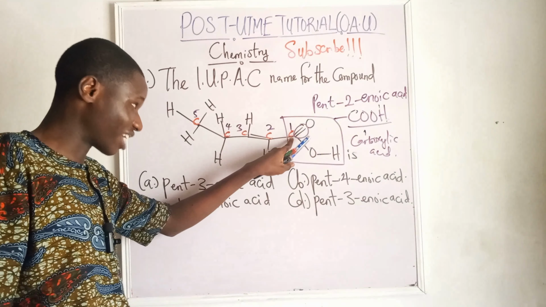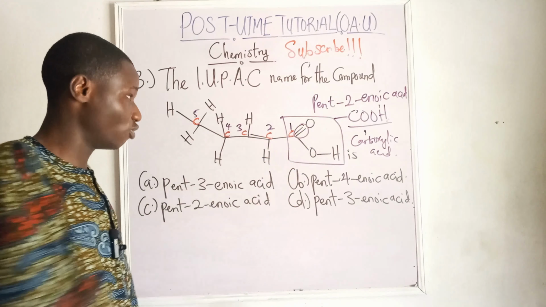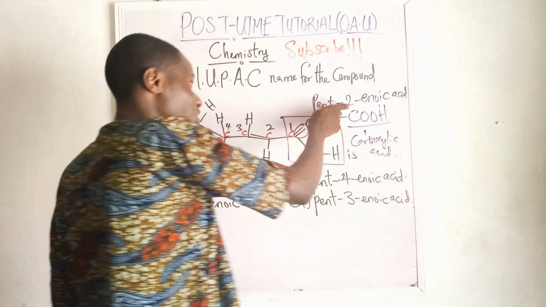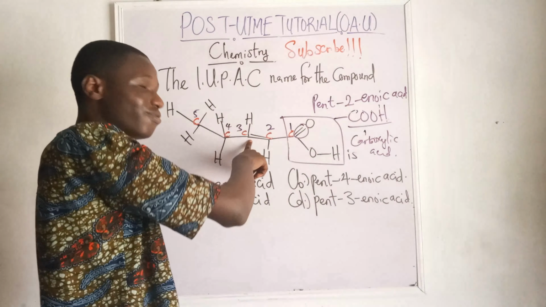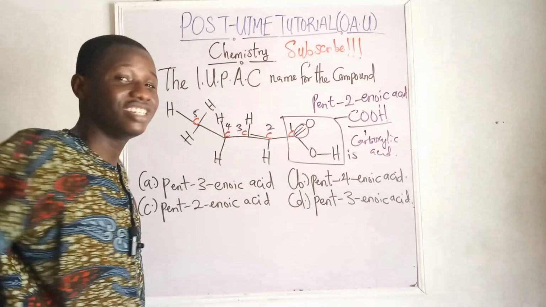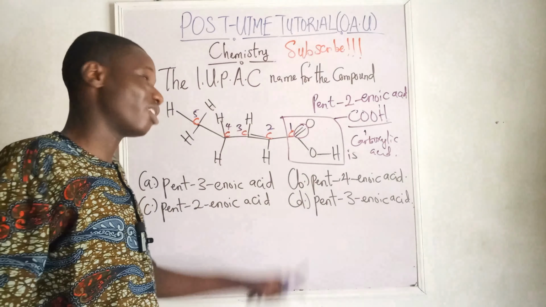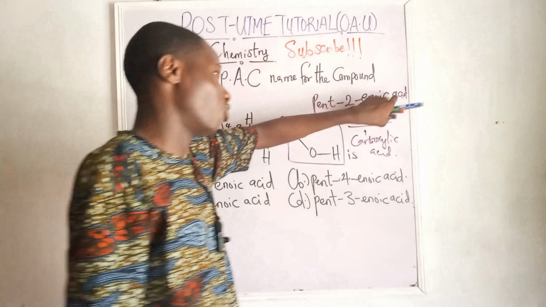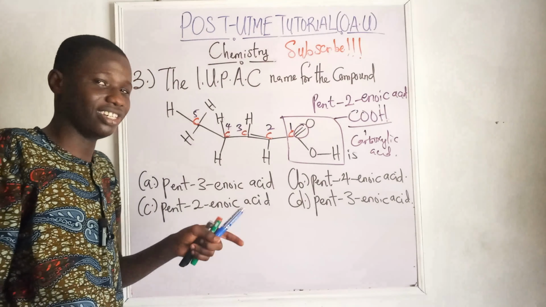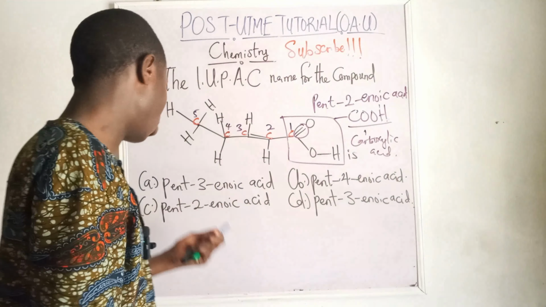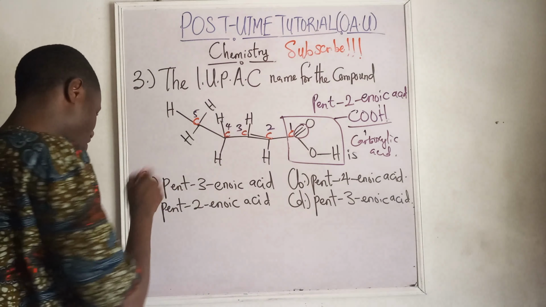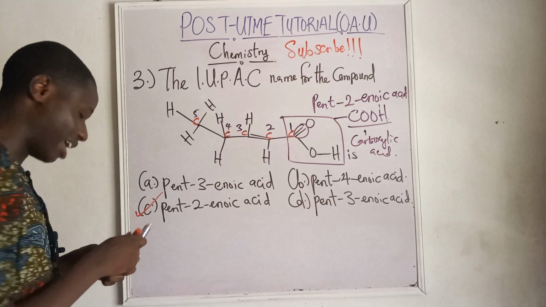So I start from the first carbon, then the second. The reason why we said pent-2-enoic is because the double bond is found in front of the second carbon. That's why we said pent-2-enoic acid. You get what we did. So this is how to do questions like this. Our answer here is option C.